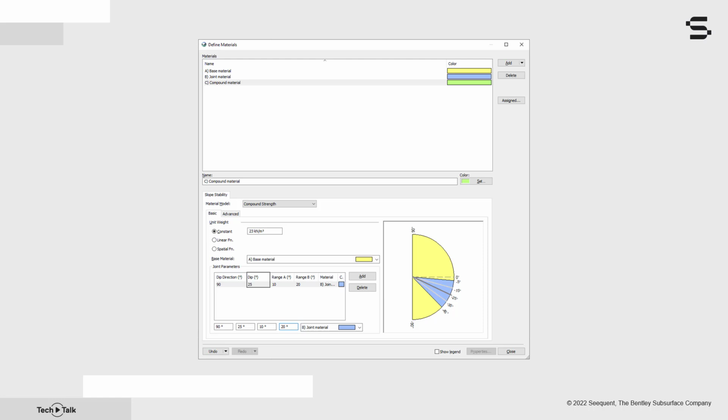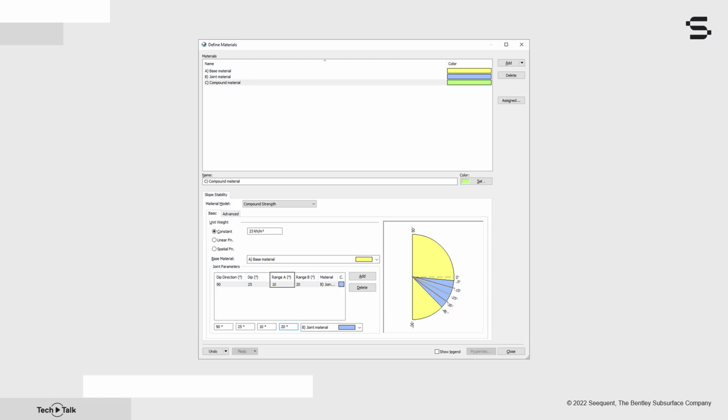By definition, a positive dip will always be plunging toward the bottom when the dip direction takes a value from 0 degrees to 180 degrees. Conversely, a positive dip would be aimed upward if the dip direction takes a value between 180 degrees and 360 degrees. The third set of inputs includes two ranges, range A and range B.